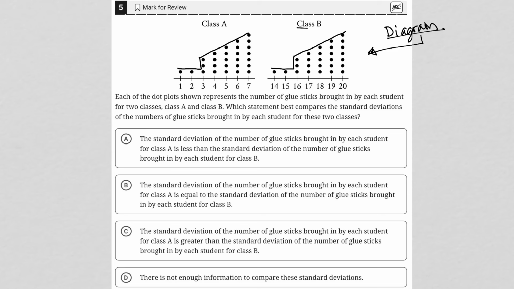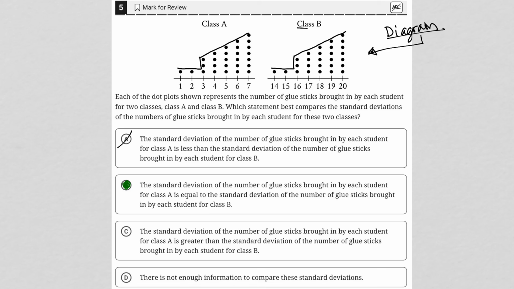Choice A, the standard deviation of the number of glue sticks brought in by each student for Class A is less than. No, it's not less than. Choice B, the standard deviation of the number of glue sticks brought in by each student for Class A is equal to the standard deviation of the number of glue sticks brought in by each student for Class B. Yes, it is, because the trend is exactly the same between both classes.